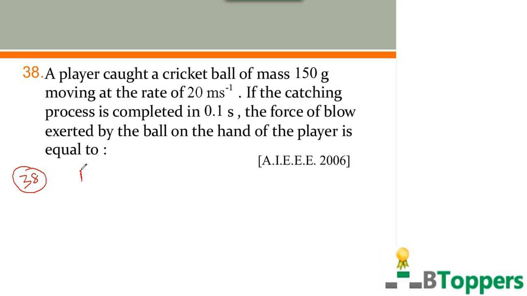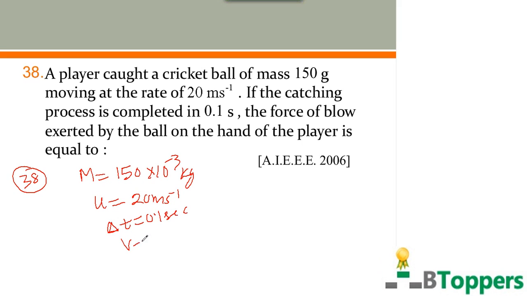A player caught a cricket ball of mass 150 grams. So let us denote the mass by m. Here 150 grams, we can write as 150 into 10 power minus 3 kg, moving at the rate of 20 meter per second. So the initial velocity of the ball is 20 meter per second. The catching process is completed in 0.1 second. That means in a time interval of 0.1 seconds, the velocity of the ball becomes 0.